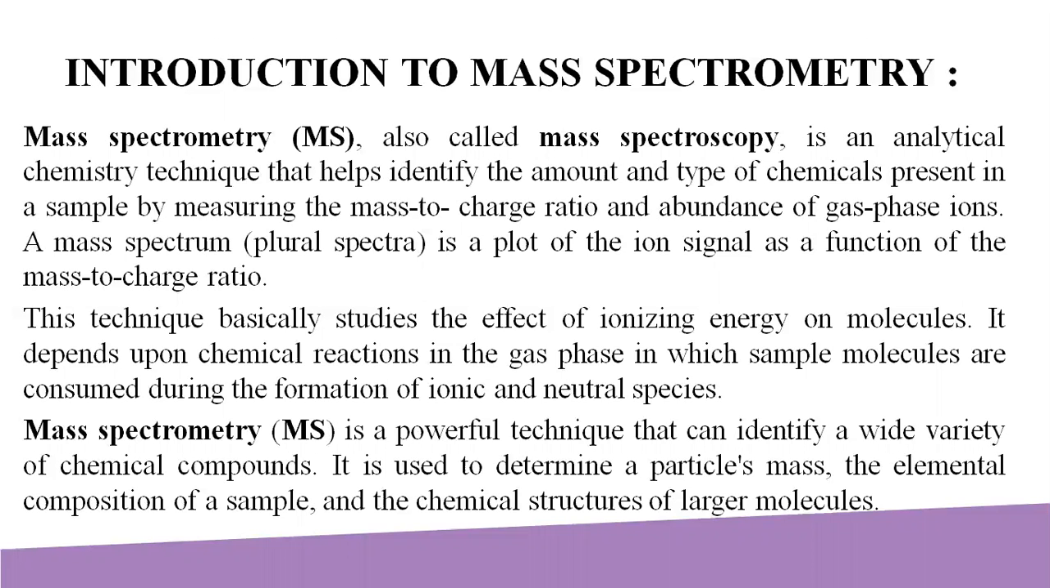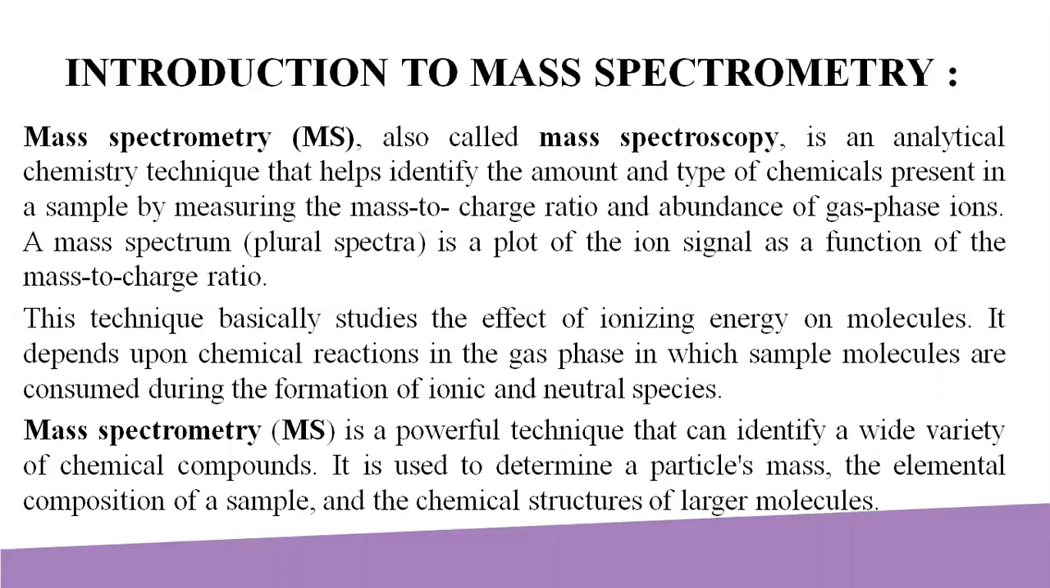This technique basically studies the effect of ionizing energy on molecules. It depends upon chemical reactions in the gas phase in which sample molecules are consumed during the formation of ionic and neutral species. Mass spectrometry is a powerful technique that can identify a wide variety of chemical compounds. It is used to determine particles' mass, the elemental composition of the sample, and the chemical structures of large molecules.